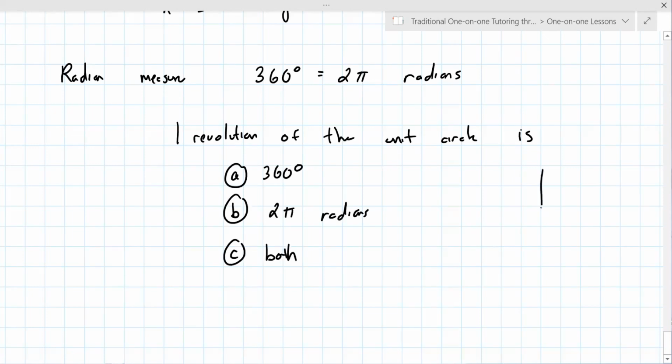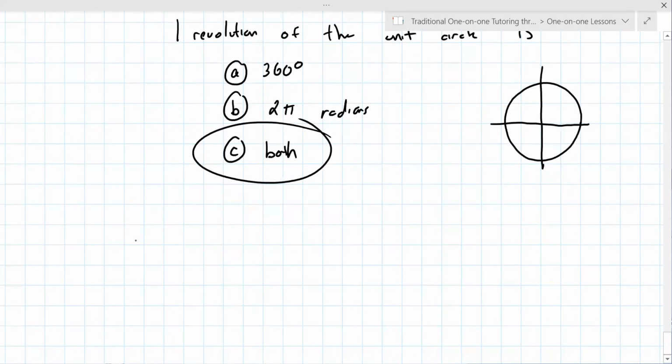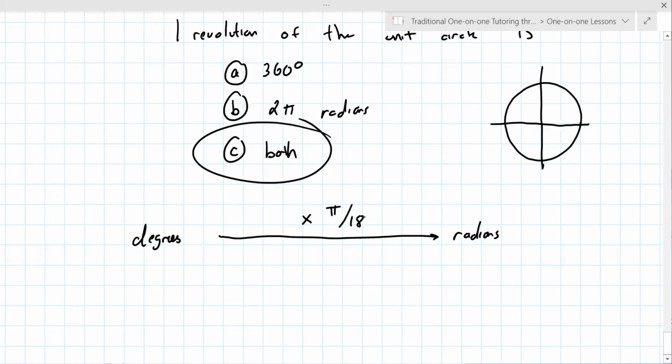So if you go all the way around the unit circle, you've done both. So this is what leads to this conversion of, like, if I give you the degrees and I want it in radians, you multiply by pi over 180. So an example here, let's say I give you 90 degrees and you multiply by pi over 180. This equals 90 over 180 pi, which reduces to 1/2 pi, or pi over 2.